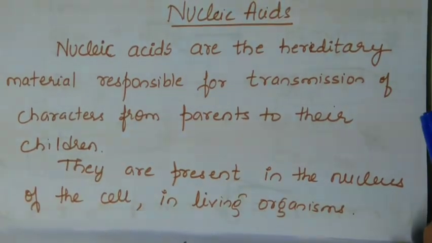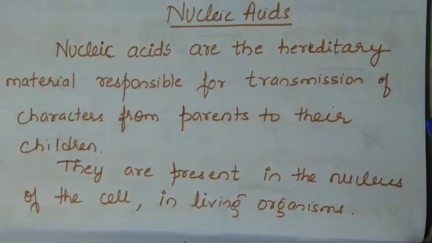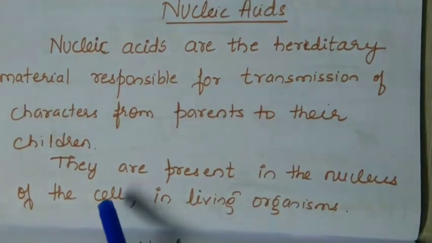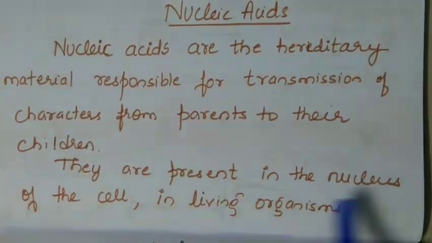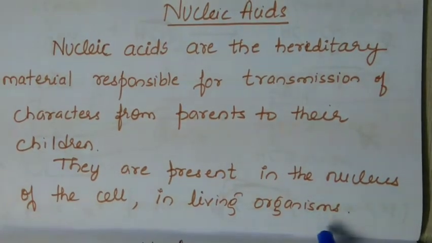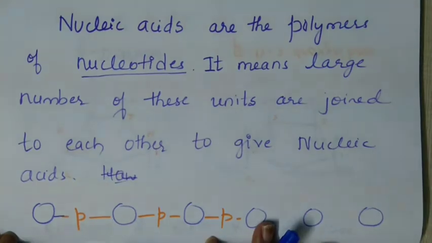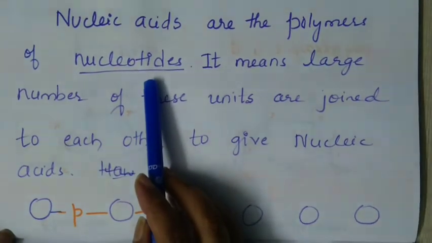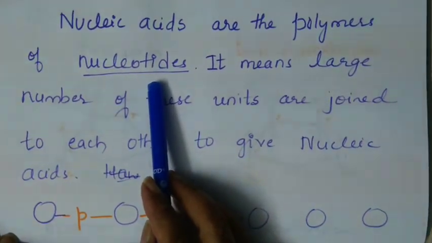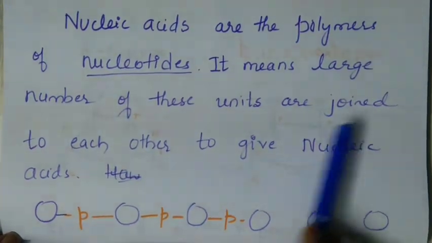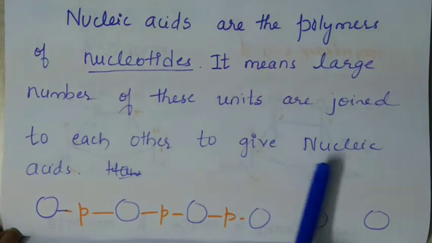You look like your father or mother because of these nucleic acids. They are present in the nucleus of the cell in living organisms. As I said, nucleic acids are the polymers of nucleotides. It means a large number of these nucleotide units are joined to each other to give nucleic acid molecules.